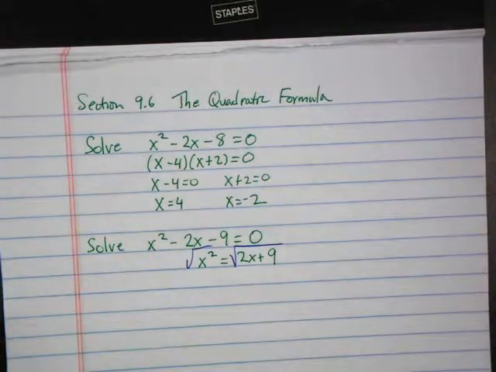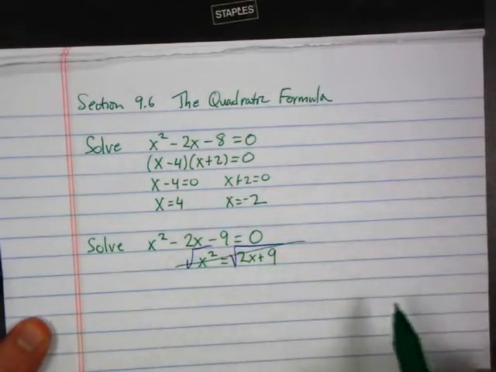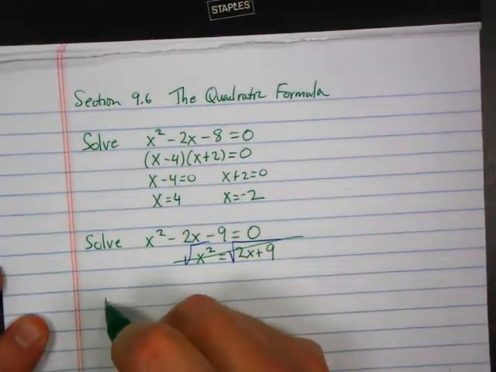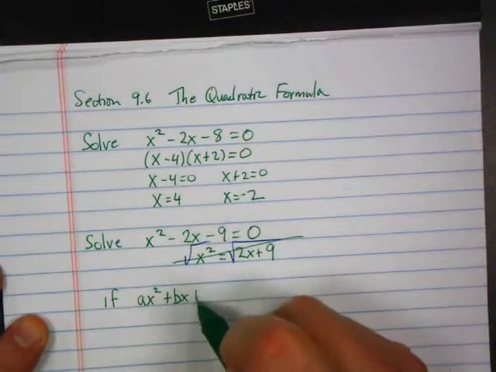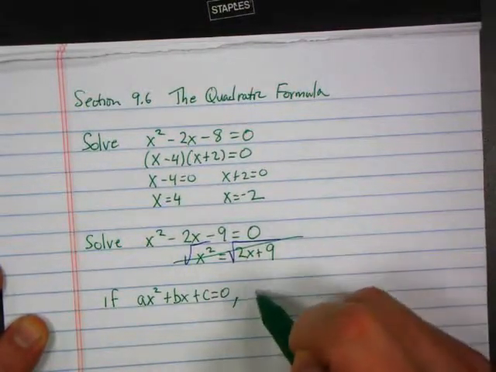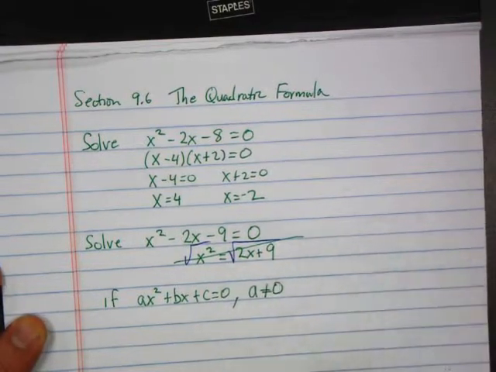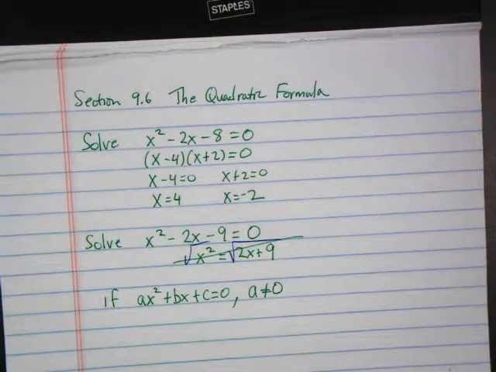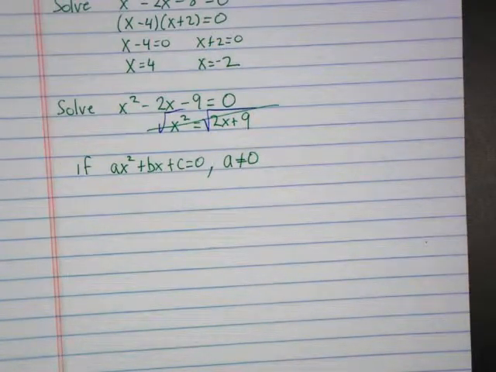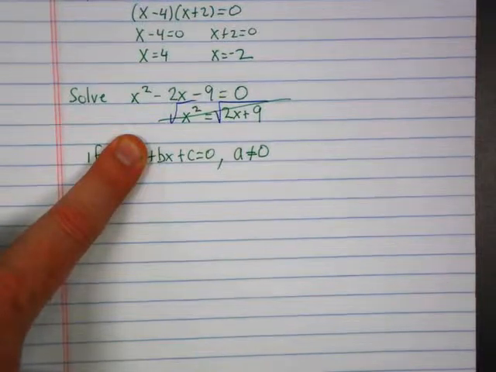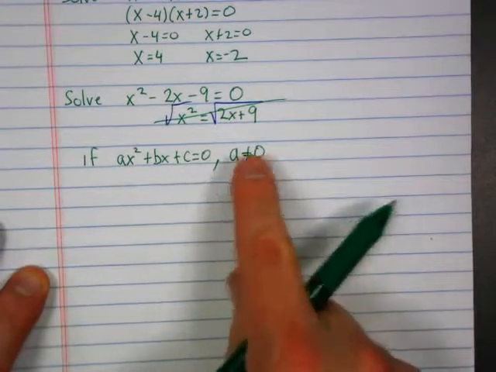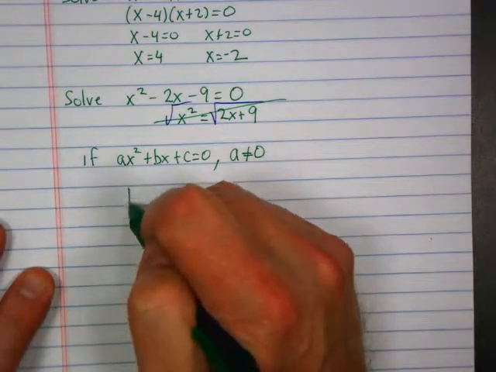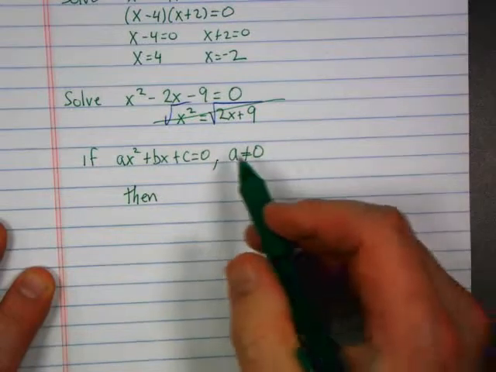All right, so what we're going to do, we're going to use this new formula. And the formula says if ax squared plus bx plus c equals 0, and we have to have the rule a cannot be 0. How come we want a to not be 0? Because then the x squared piece would be gone and we wouldn't have a quadratic equation anymore. So if ax squared plus bx plus c equals 0 and a is not the number 0, then here's the formula that will always give you the answers.